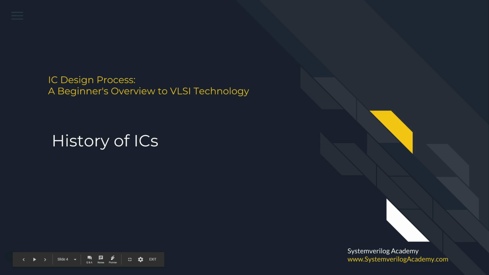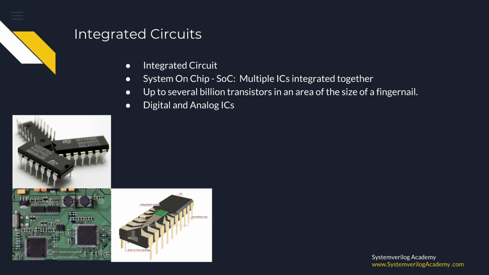History of ICs. An integrated circuit, or IC, is a device with a large number of electronic circuits built into a tiny plate of semiconductor material, which will usually be silicon. An SoC, or System on Chip, is an IC with all components of a complete electronic system built into a single silicon plate. Or simply, an SoC is a device with multiple ICs built in a single chip.